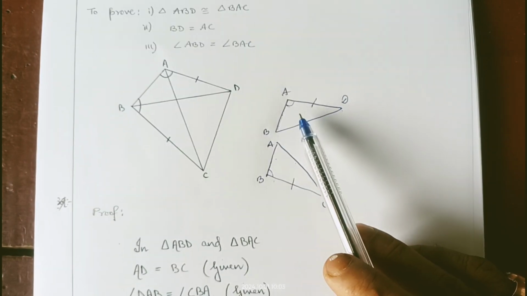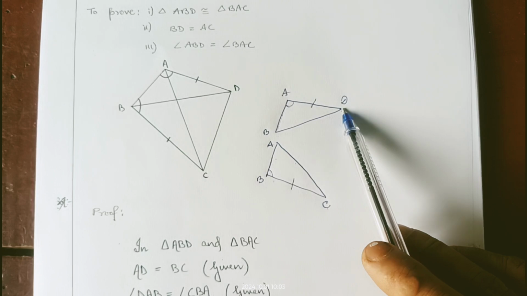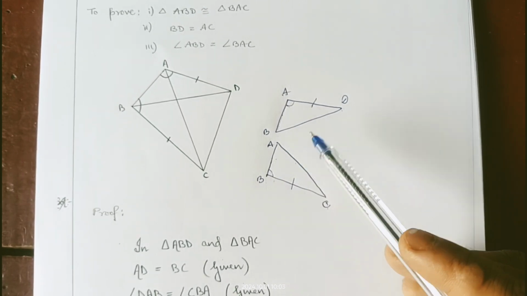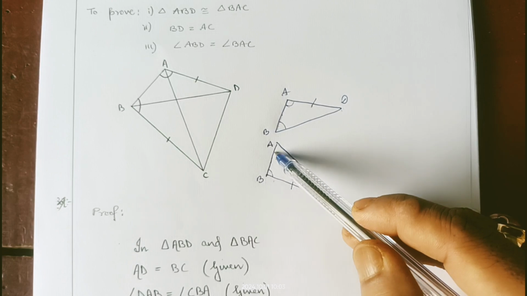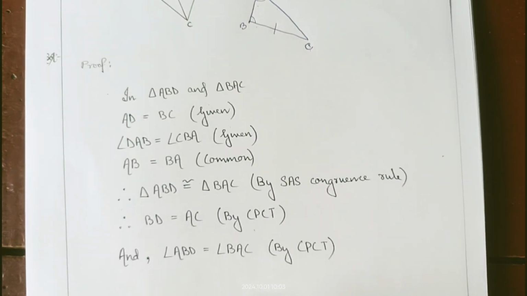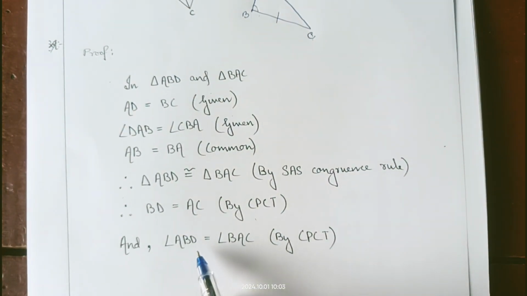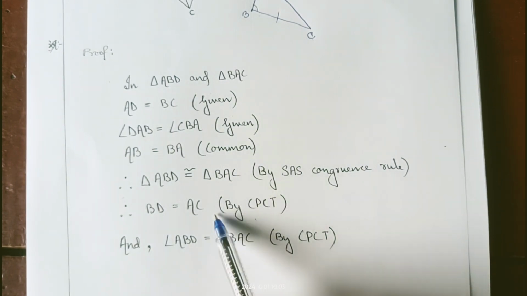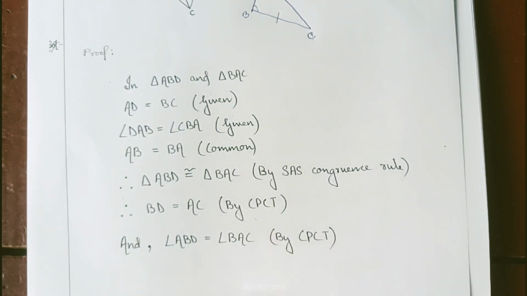Again, we have to prove that angle ABD equal to angle BAC. Since these two triangles are congruent, so definitely this angle will be equal to this angle, so we can write here angle ABD is equal to angle BAC by CPCT. So these are the things that we have to prove in this sum.